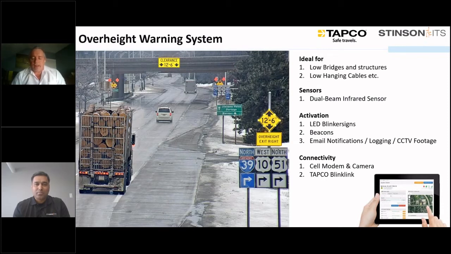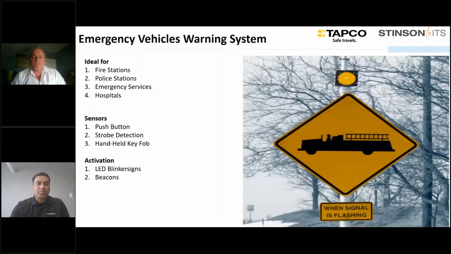At the same time, a cell modem can be activated to send a message, SMS, or an email message to a local authority to warn them of the situation, and also a picture or an image of the vehicle and the license plate can be taken using a camera, and that image can also be sent to the local authorities for future reference. Now, Ajay will talk about the effectiveness of the emergency vehicle warning systems. Ajay? Thanks, Michael.